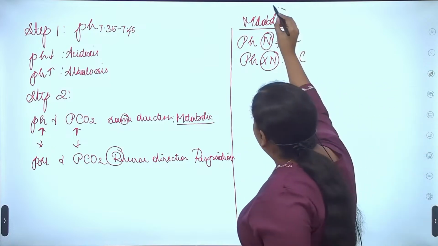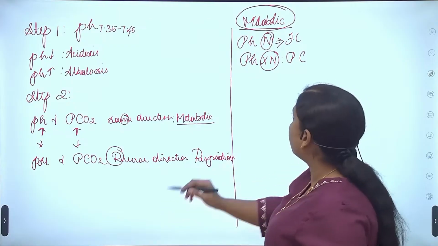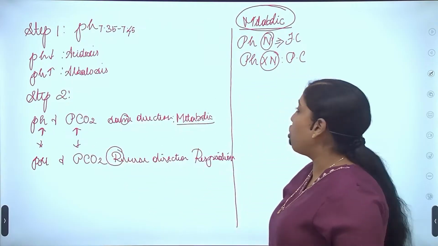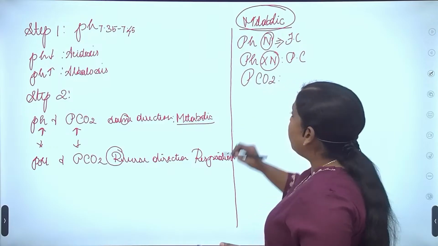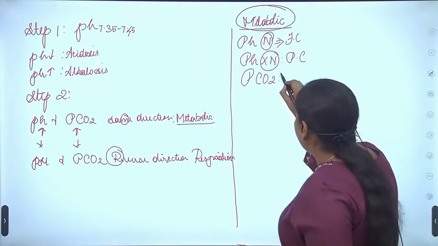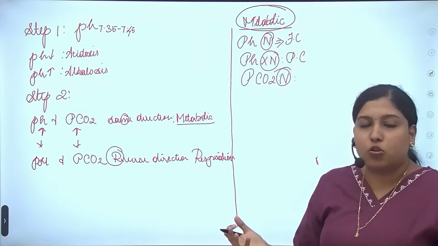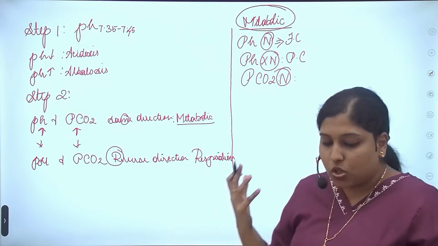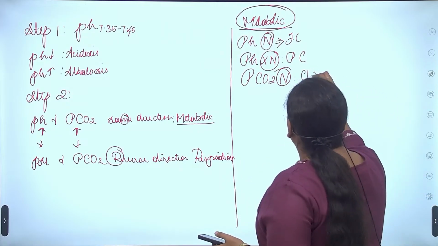Or if the problem is in the metabolic state, then you have to think about what component? You have to think about the respiratory component. Then you have to watch the PCO2 level. If the PCO2 level is normal, which means I'm not doing any work to reverse the compensatory state. So what is happening? It is again uncompensated.